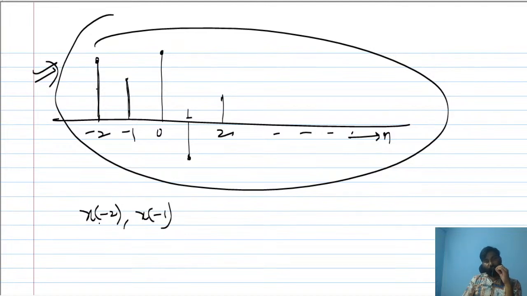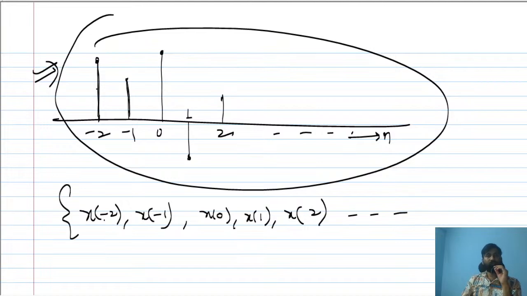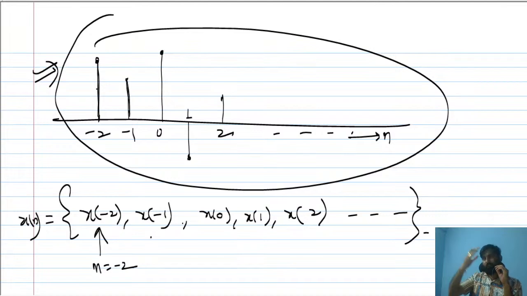What is the value of a sample at -2? x of -1, of 0, 1, of say 2, right? This is how we represent x of n. Sometimes we put some values also. We'll say that this is n equal to -2, and then n equal to -1, and so on, with the help of an arrow to indicate at what instant what is the value of that sample, right? So this is how we show the discrete time sequence from the continuous time sequence.